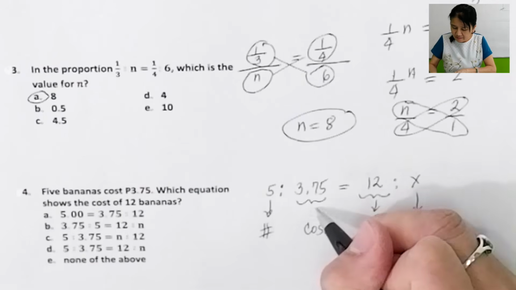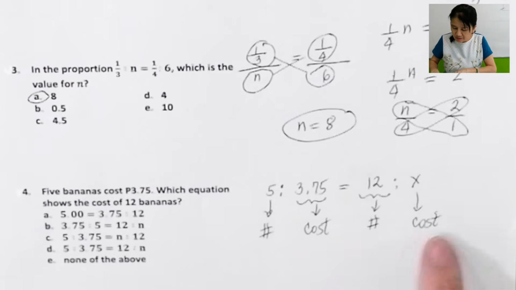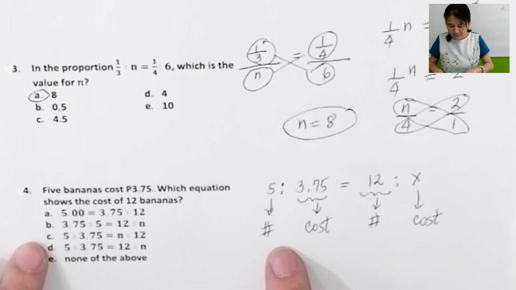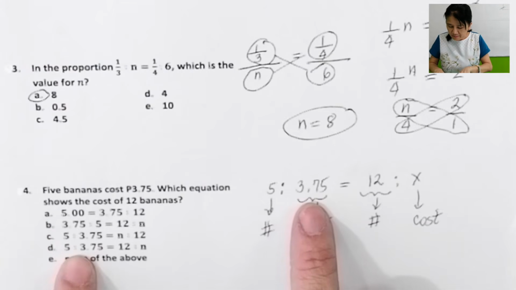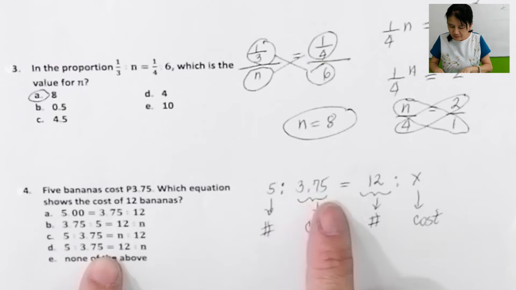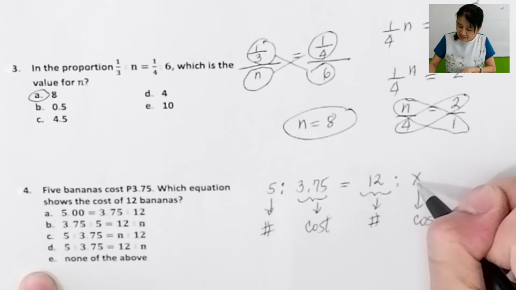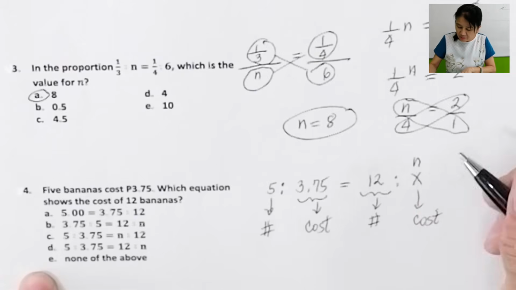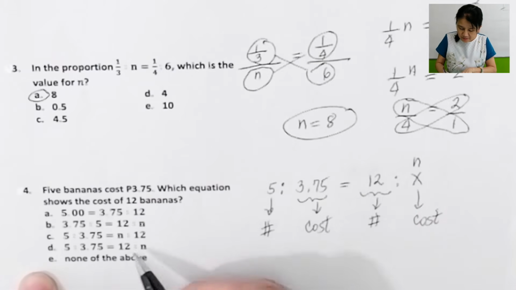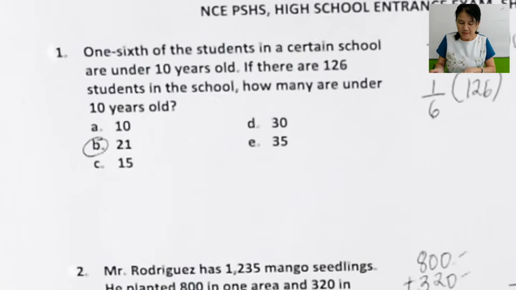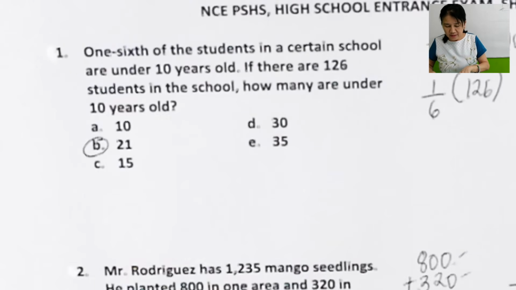Okay, do you get that? So number is to number, cost is to cost. So we have here 5 is to 3 pesos and 75 centavos equals 12 is to x. x or n, x is just a variable. You can change it to n, a, or whatever. So the answer to number 4 is letter D. Again, n is just a variable, so you can change this to x, n, or a.